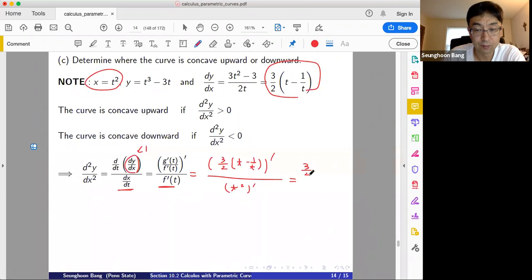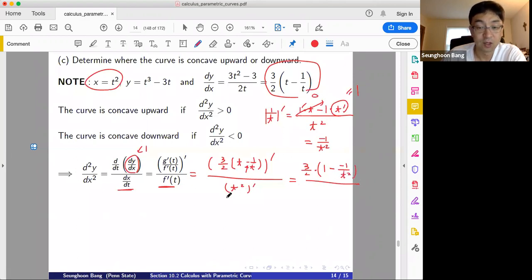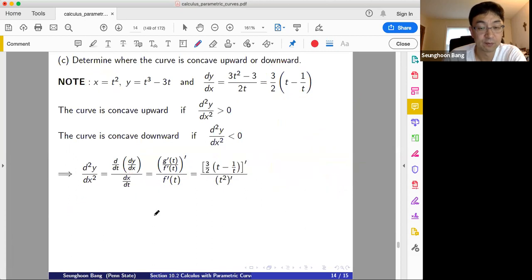T squared prime. So what's that? Keep 3 over 2 times t prime. T prime is 1. What's it? 1 over t prime here? 1 over t prime. You can use the quotient rule: 1 prime times t minus 1 times t prime, over the bottom one squared. So 1 prime is 0. The t prime is 1. The minus 1 times 1 is negative 1 over t squared. We have to keep the negative sign, the negative minus 1 over t squared, over t squared prime, which is only 2t. So we have this result, 3 over 2 times, this one changes to positive, 1 plus 1 over t squared, over 2t. That's right.